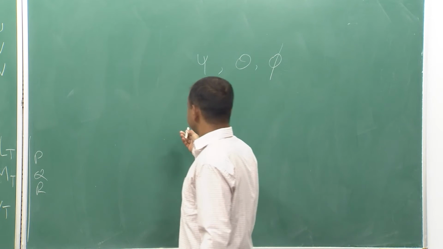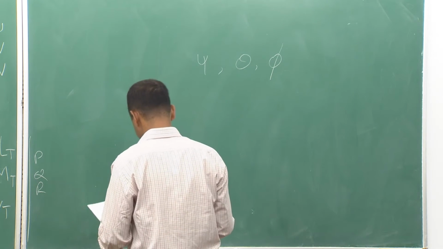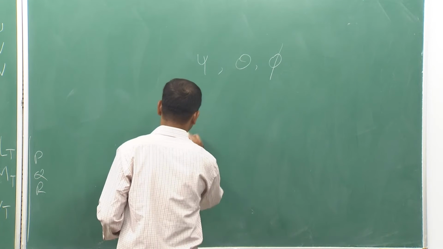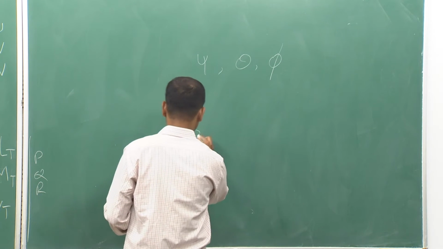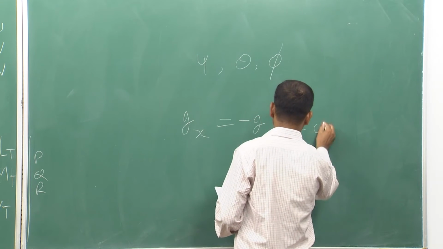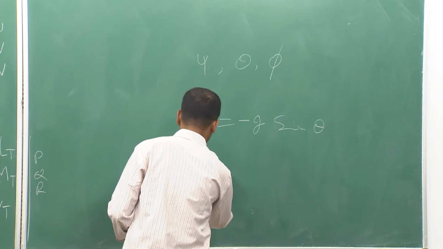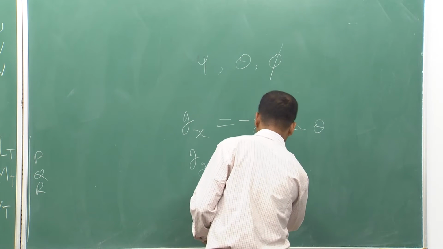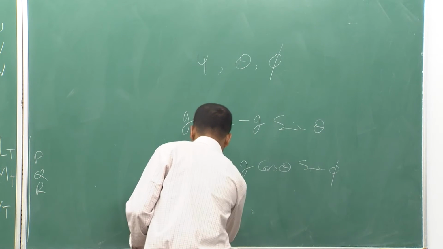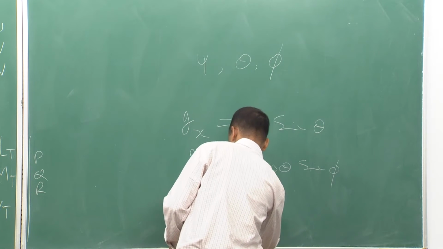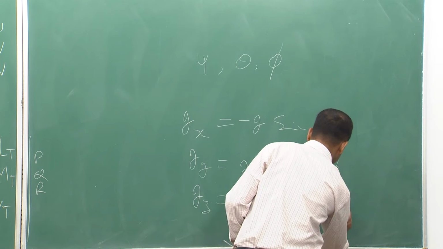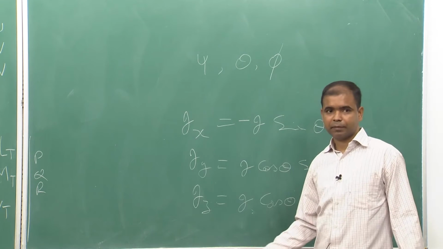If you remember, we had derived the gravity equations using this psi, theta and phi, and those equations were given by, let me rewrite here: Gx is equal to minus G sin theta, Gy is equal to G cos theta sin phi, and Gz is equal to G cos theta cos phi. Now we have the gravity components.